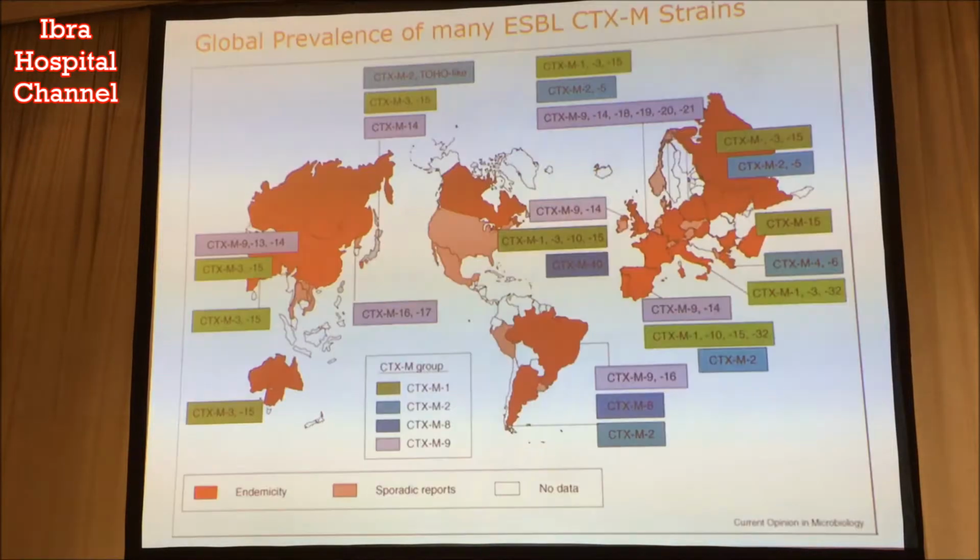And just to illustrate that, this is a map of the world, showing whether these ESBLs, specifically the CTX-Ms, are endemic, are seen sporadically, or where we don't have data. And the reason I show this map is to make two points. The CTX-M ESBLs are found virtually in every country in the world. Where they look for them, they will find them.